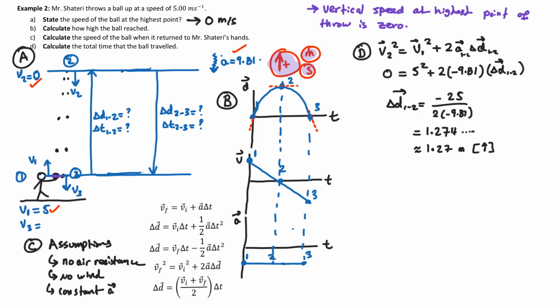Does this make sense? I'm not going to do part E separately here, but I will talk about it. So does it make sense? Well, 1.27 meters in the up direction, with an initial speed of only 5 meters per second. It's being slowed down by the gravitational force, so it makes sense that it's not going to travel that much.